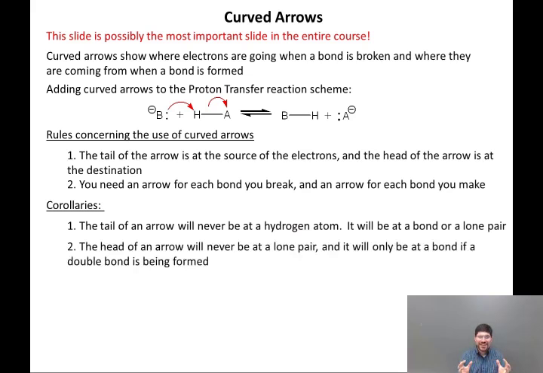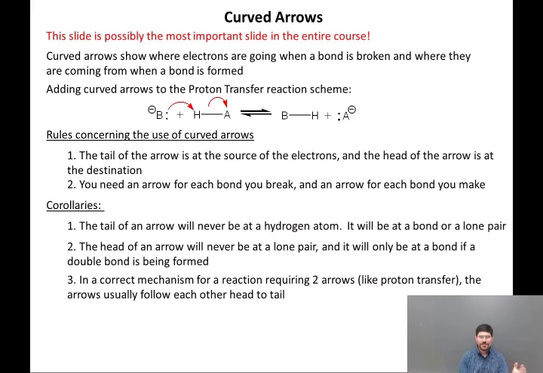Secondly, the head of the arrow will never be at a lone pair. It will only be at a bond if you're implying that this mechanistic step is forming a double bond, which does happen. The head of the arrow is usually at an atom. And then thirdly, in a correct mechanism for a reaction that requires two arrows, like the proton transfer reaction indicated here, the arrows usually follow each other head to tail.